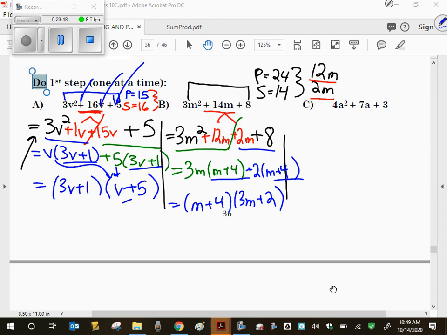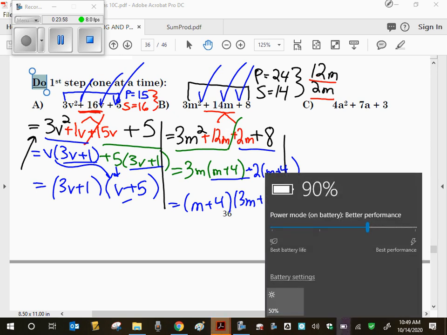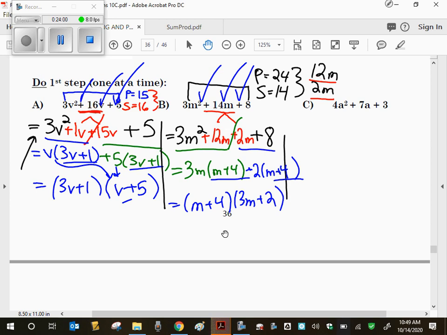If I check this using FOIL, I get 3m squared, 2m plus 12m is 14m, plus 8. Good. Still one step at a time. Proceed. Go ahead and do the sum product part. Sum product, find the two numbers.